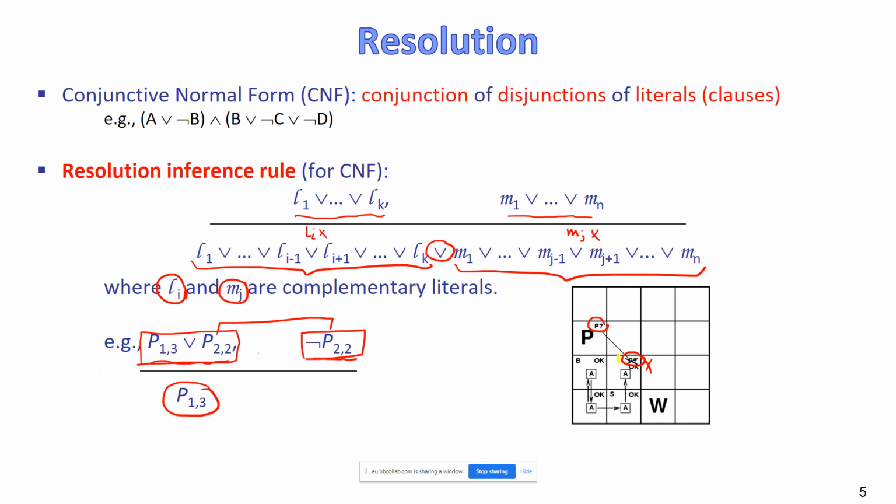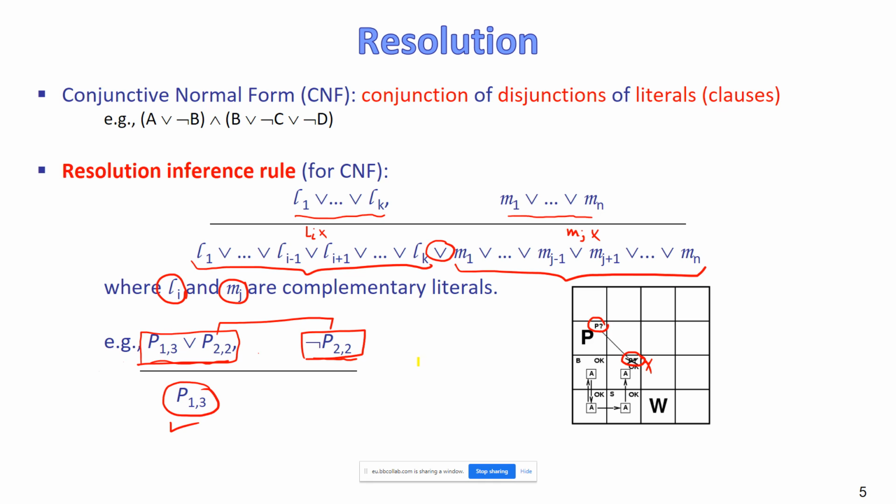Okay, of course we can infer from these two sentences. This sentence says that there is a pit here or here. This sentence says that there is no pit here. That means that of course there is a pit here. Okay, so we can infer that P13 is true.